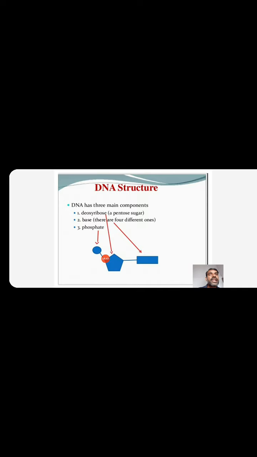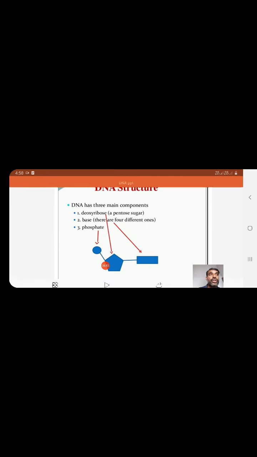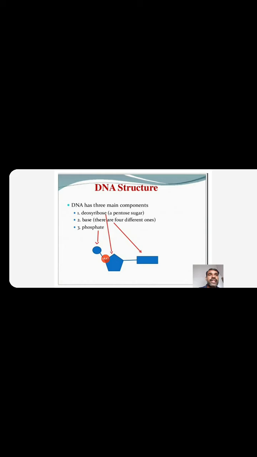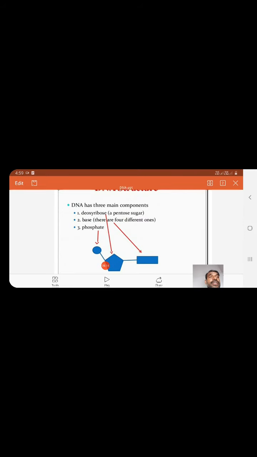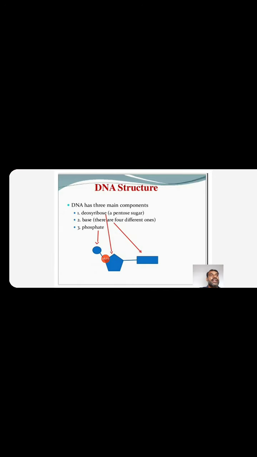In RNA there are only two components: ribose sugar is present, and the nitrogen bases are similar to DNA, but phosphate is completely absent. That type is called a nucleoside. So DNA is a nucleotide and RNA is a nucleoside, which is also one of the major differences between RNA and DNA. After that I can explain the DNA and RNA differences.